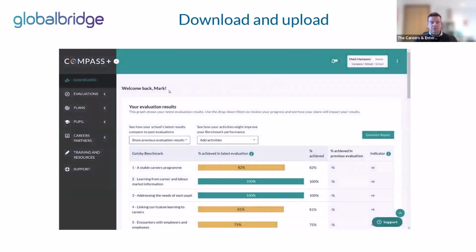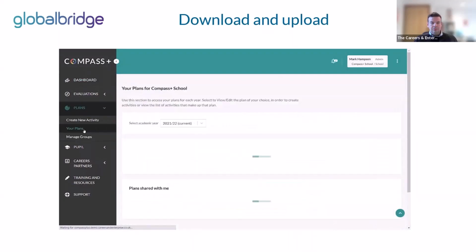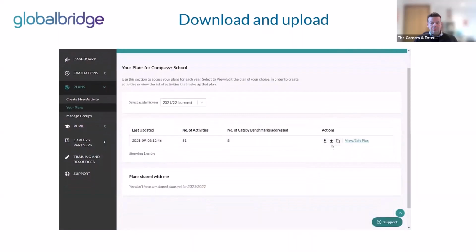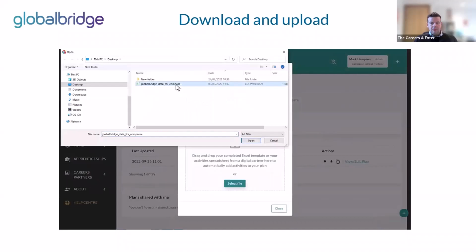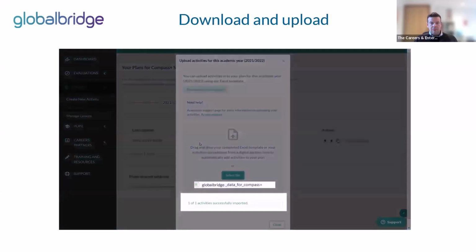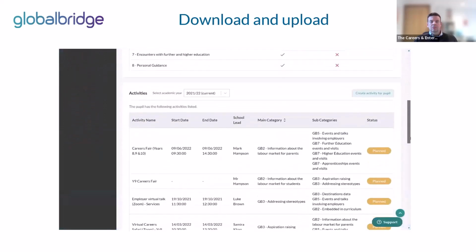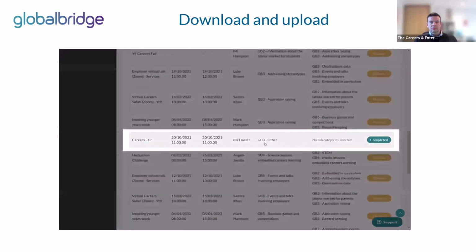To upload your globalbridge data to Compass Plus, click on Plans, Your Plans on the Compass Plus navigation bar. Click on the Upload icon, the up arrow, in the Actions column. A dialog box will pop up. Click on Select File and find the CSV file you downloaded from globalbridge. Confirm your file selection, and you'll see a message confirming that your data upload has been successful. You will then see the activities logged in globalbridge appear on the Activities tab of a pupil's individual Compass Plus profile.